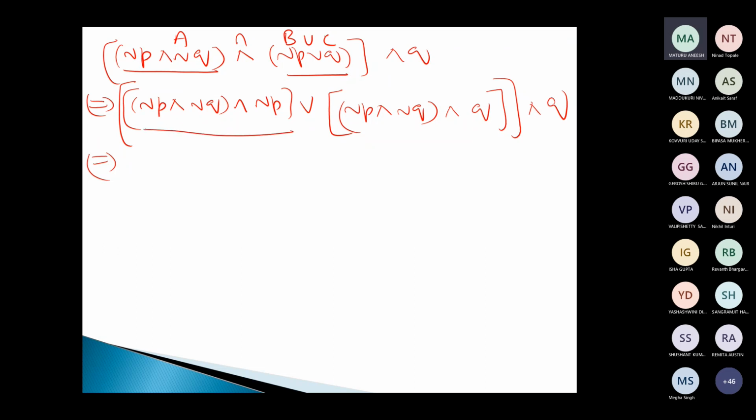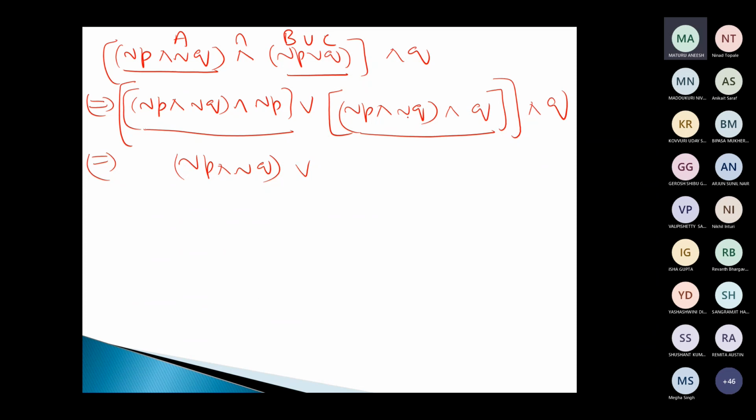What will be this here? Can you observe? Not P and not Q and not P. Again not P and not Q. Nothing. What is this one? Combine all these things. Not P and not Q and Q. False.